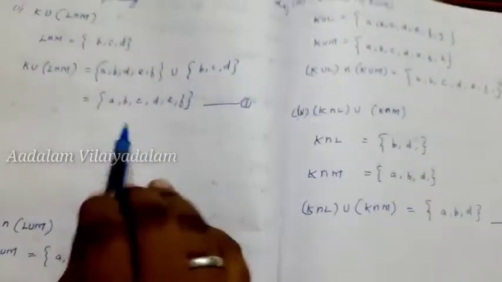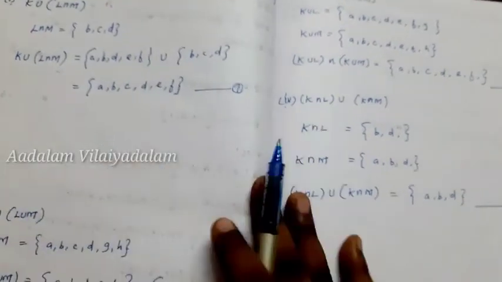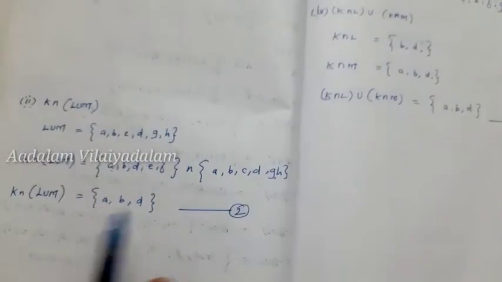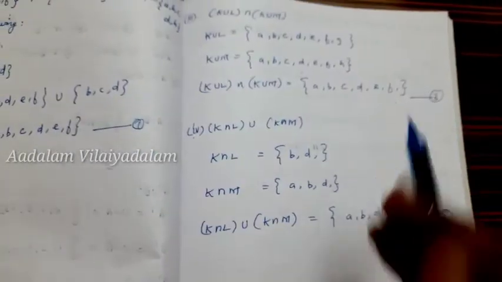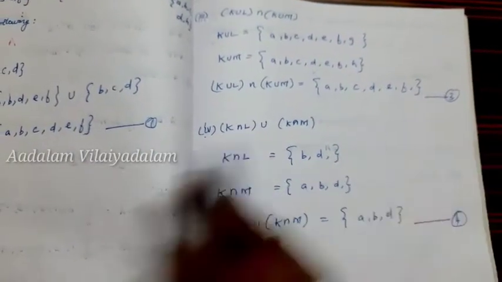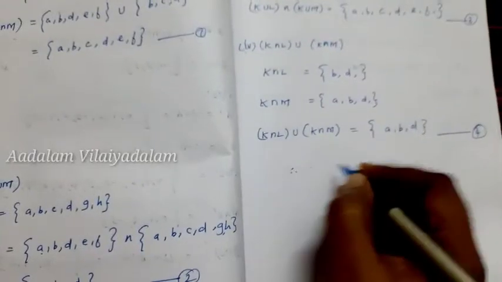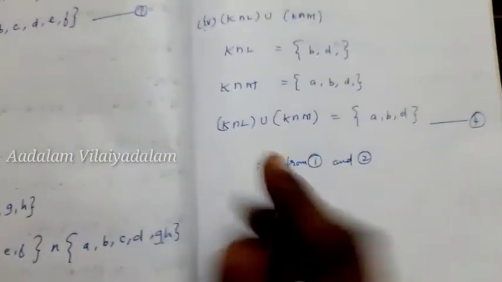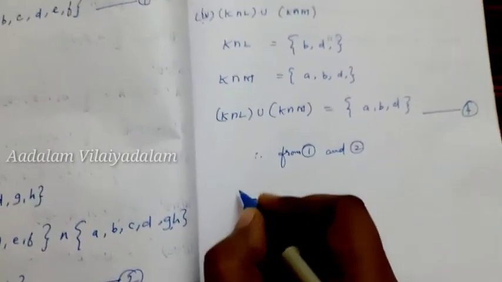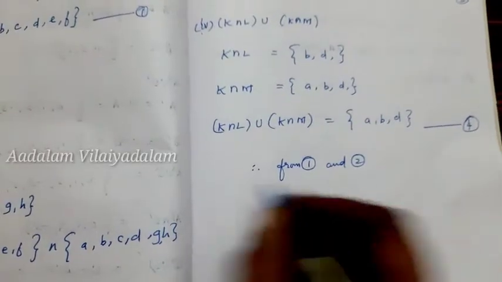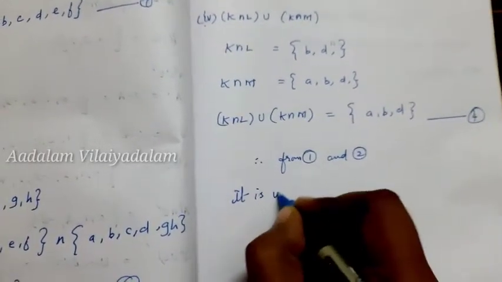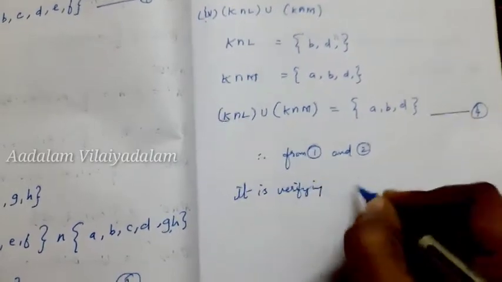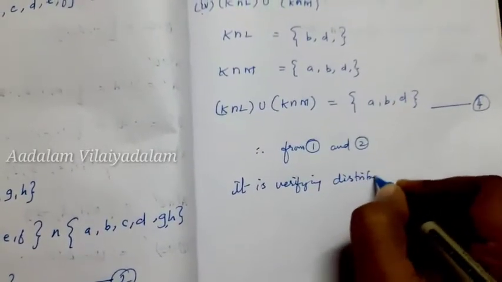Okay, let's go to the first one. A, B, C, D, E, F. And the second one is not equal. Here A, B, C, D, E, F. Here it is also the same. Okay. Therefore from equation 1 and 2 we could write, from equation 1 and 2 it is verifying distributive law.